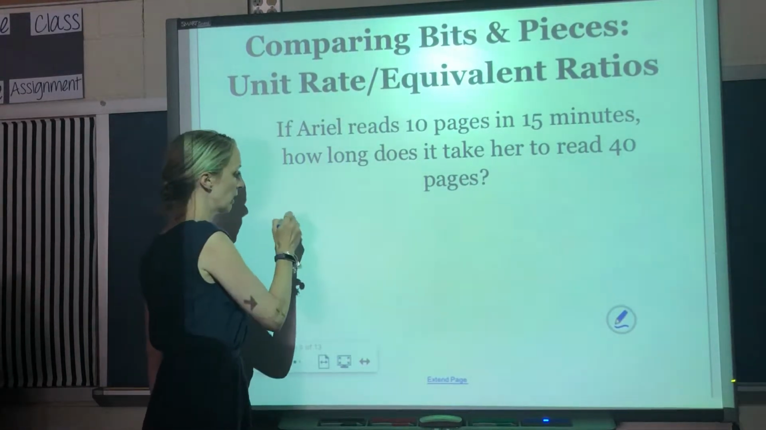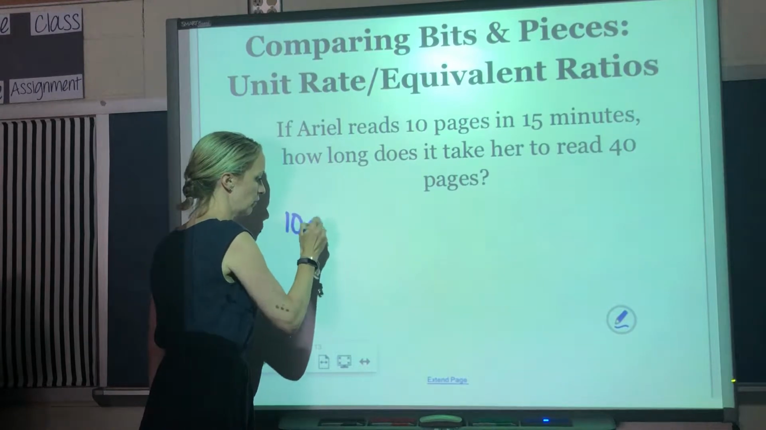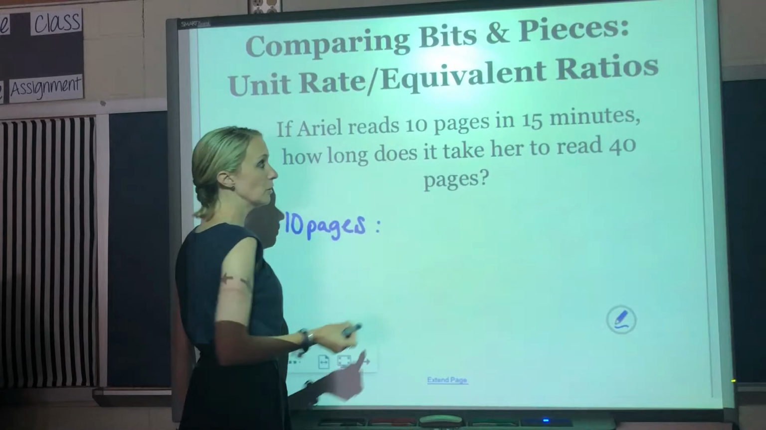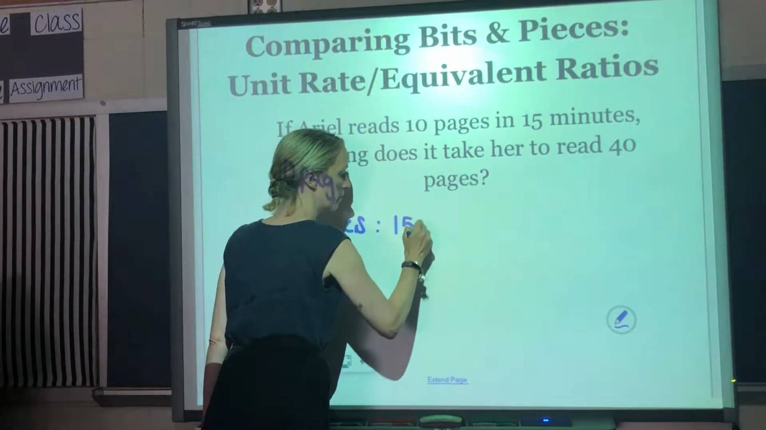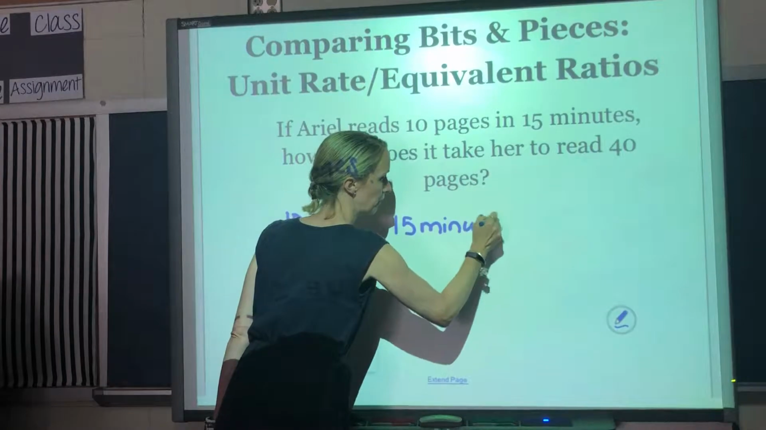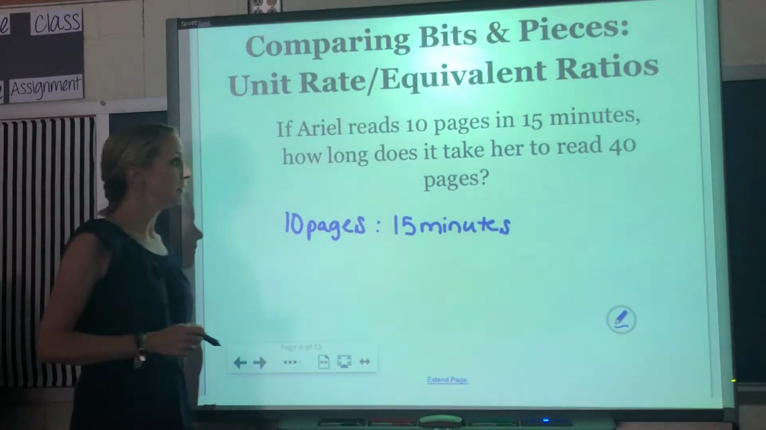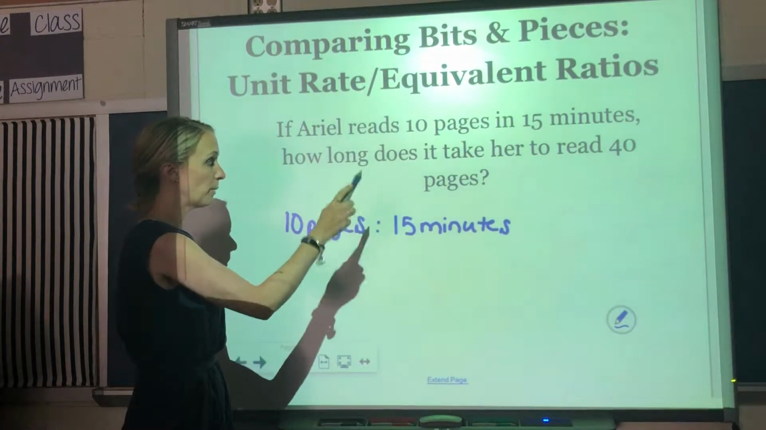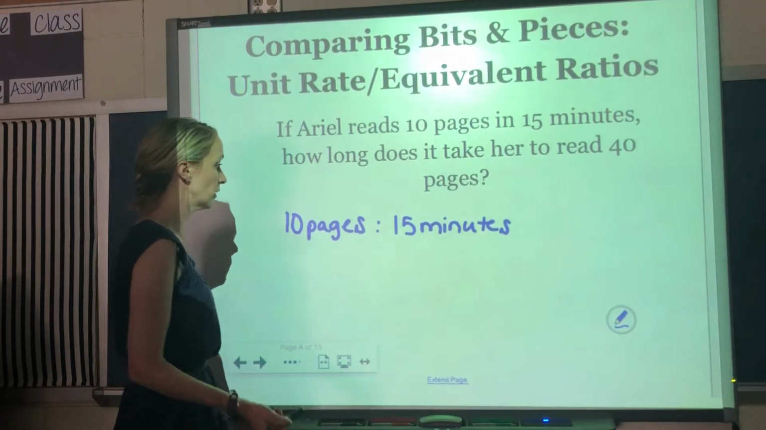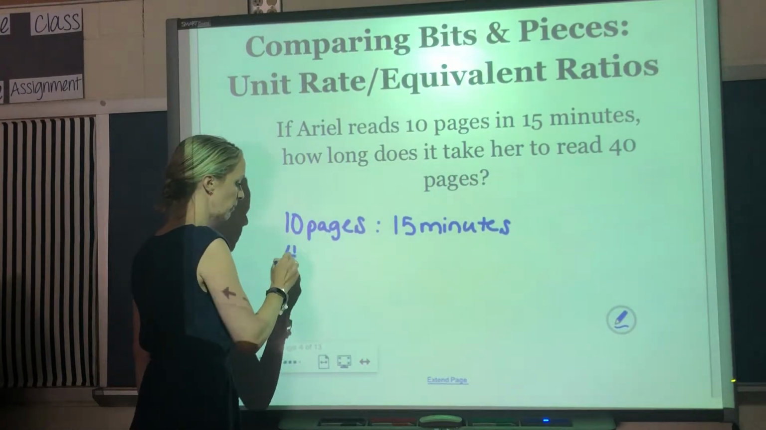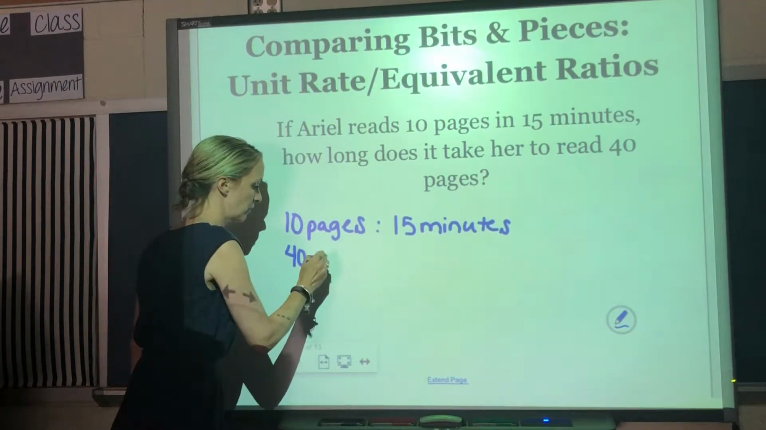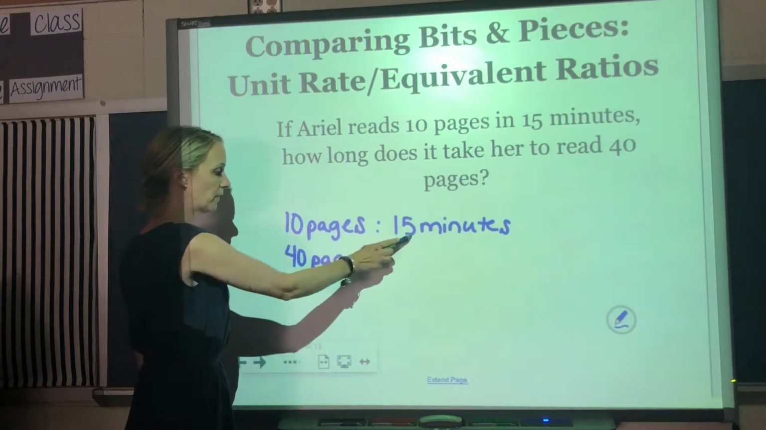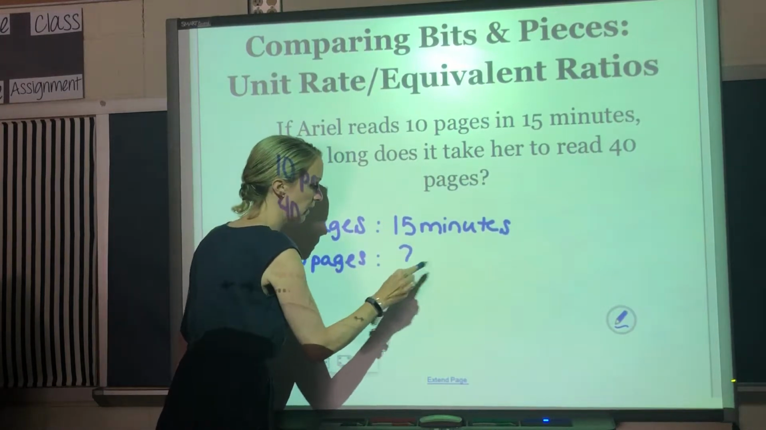So the ratio I know is that she reads 10 pages, and the label is very important here. So 10 pages to 15 minutes. That's the ratio that I know to be true. And then I need to write down the partial ratio that they give me. So I want to know how long it takes her to read 40 pages. This is where labels are very important. I want to put my 40 pages underneath my 10 pages. So I want to know, okay, if 10 pages take 15 minutes, 40 pages take how many minutes?